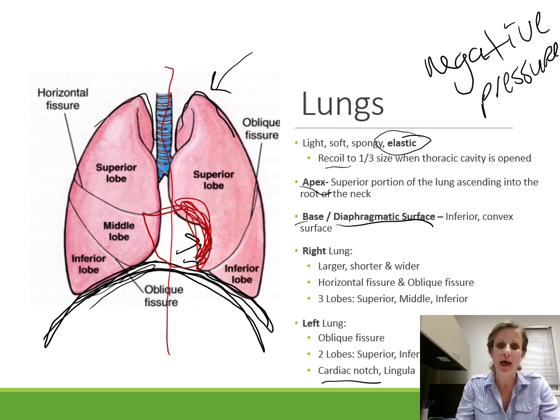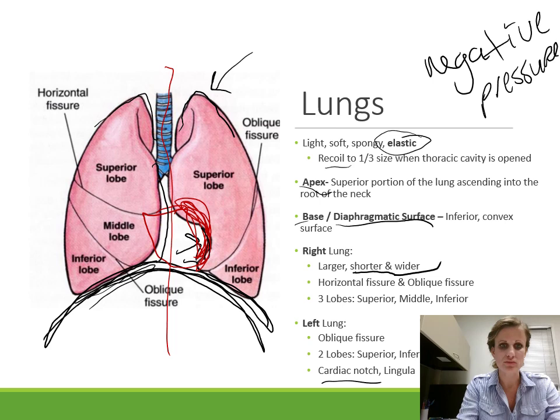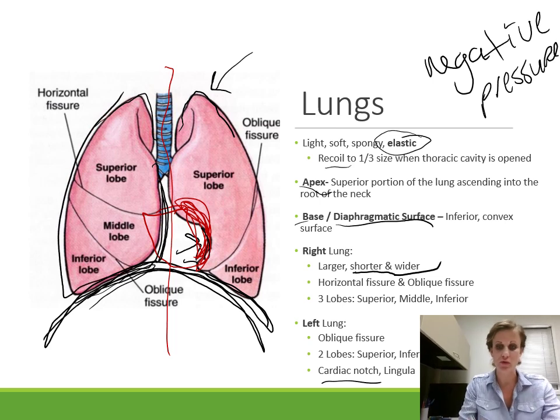Also, when we look at the right lung, we see that the right lung is shorter than the left, but it's wider. So we just said why it's wider, right? The left lung has the cardiac notch taken out. The right lung does not. There's less cardiac mass on the right side, so the right lung can extend in further medially, so it is wider, and that's where a lot of that mass comes from.